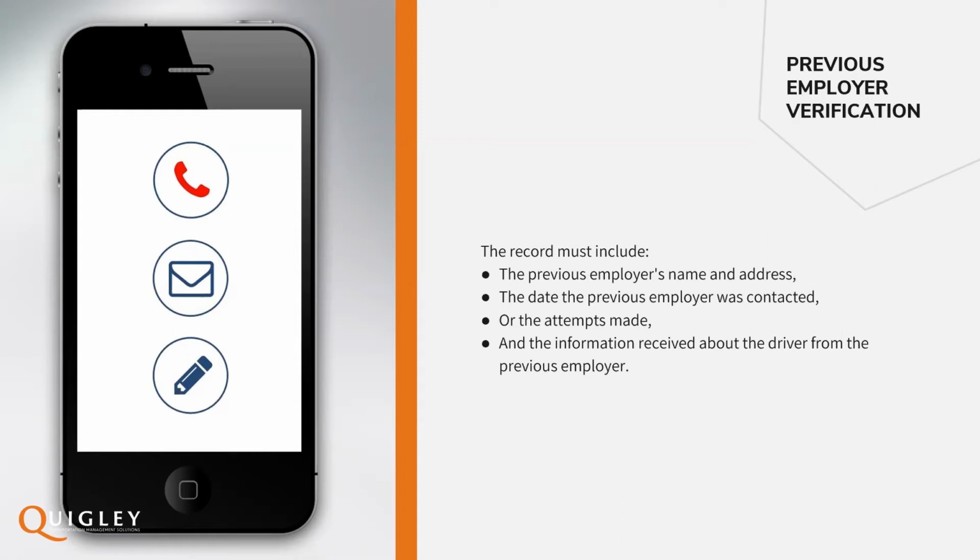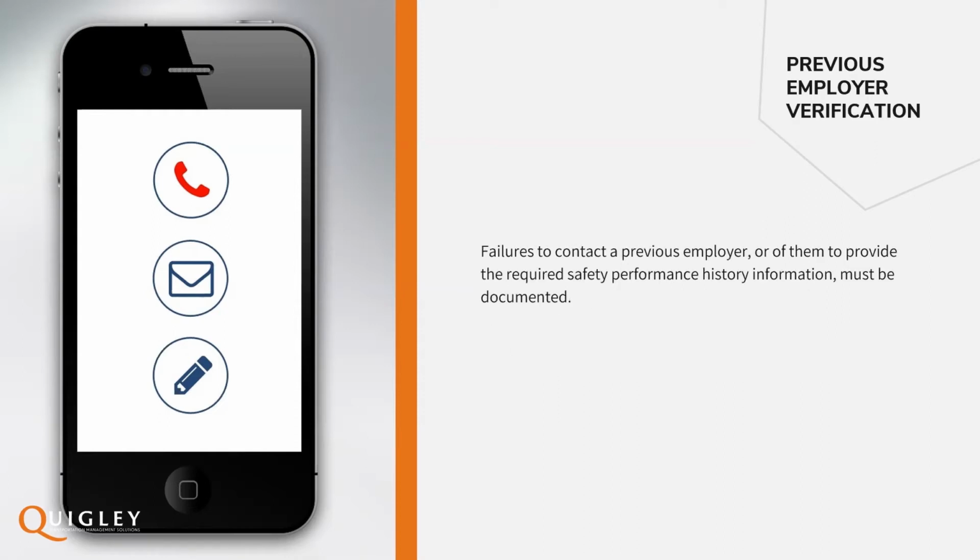Here's the information that must be included in the PEV itself. So the previous employer's name and address, the date the previous employer was contacted or the attempts were made, and the information received about the driver from the previous employer. So failures to contact a previous employer, or if they choose not to respond to your request, needs to be documented. Again, document, document, document when it comes to previous employment verifications.